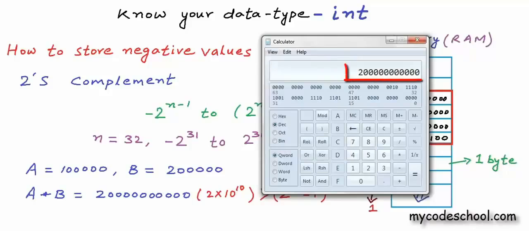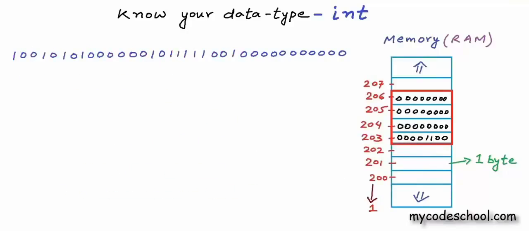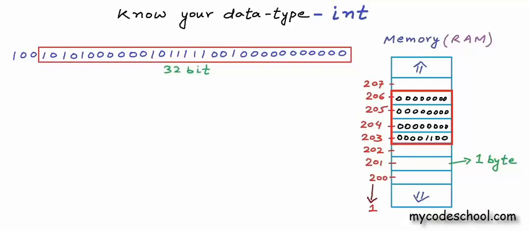Now I have entered 2 into 10 to the power 10 here, and I'll convert this to binary. I need to click on this binary bin radio button here. So this is 2 into 10 to the power 10 in binary. We have 35 bits here. What I'll do is I'll ignore the 3 most significant bits and I'll calculate the value of these 32 bits.